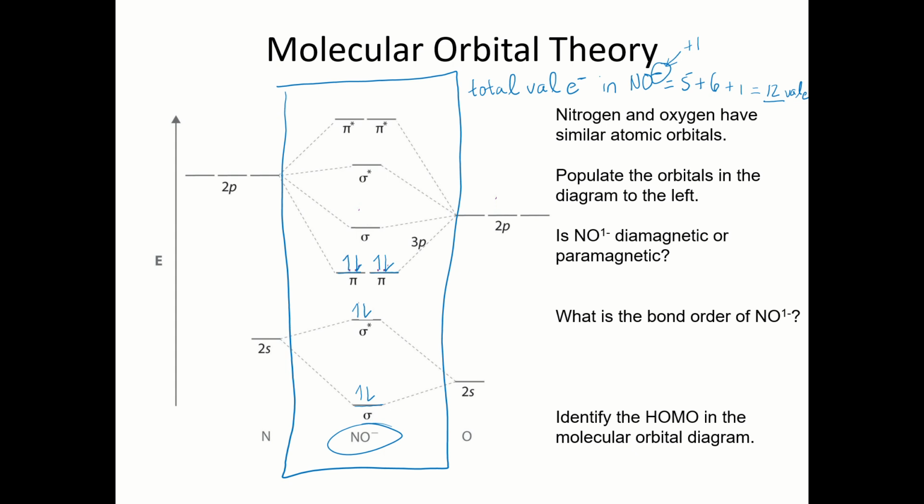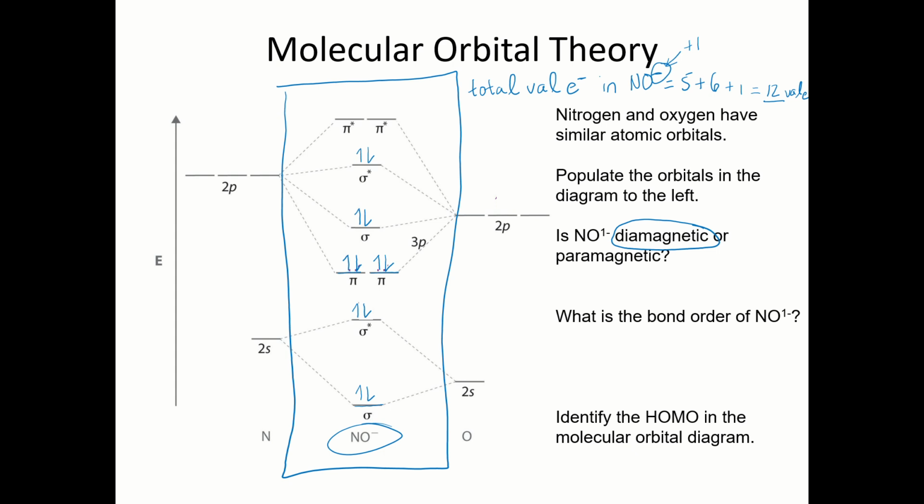Okay, so I've got to use up 12 total, and right now I've used up 2, 4, 6, 8. 2 more would make 10, and the last 2 will go in that sigma anti-bonding orbital. Okay, so for a total of 12 electrons, the first question that it asks is: is this diamagnetic or paramagnetic? All of the electrons are paired in your molecular orbitals. There's nothing unpaired, and so that's going to be considered diamagnetic.